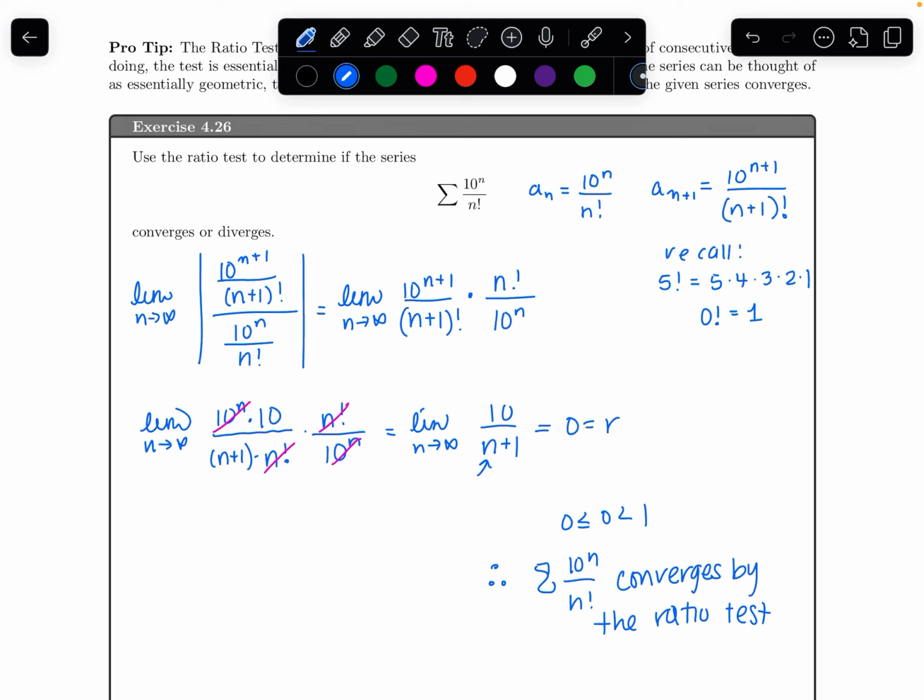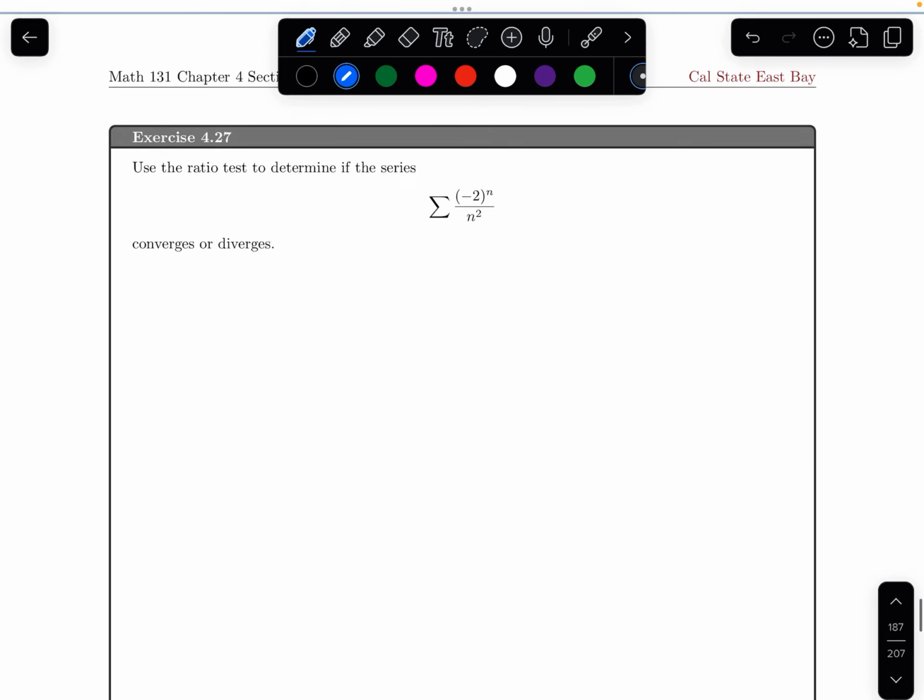So I love these for exponentials. I love these for factorials. As soon as you see those, jump straight into it. I also really like them for when I see these negative values, these negative 2 to the n's. These absolute value bars are really going to take care of those really well, right? So if you'd like to also see this example, feel free to stick through it.